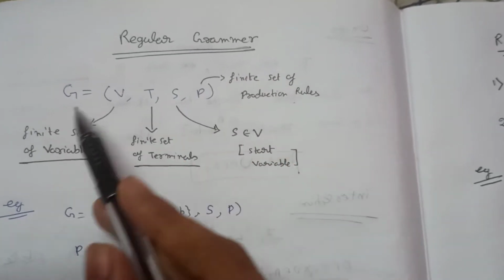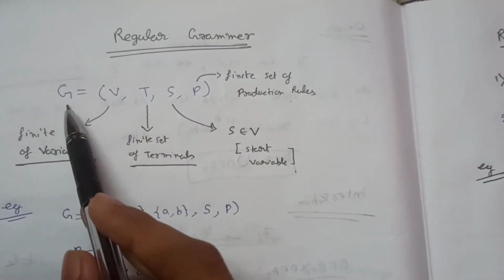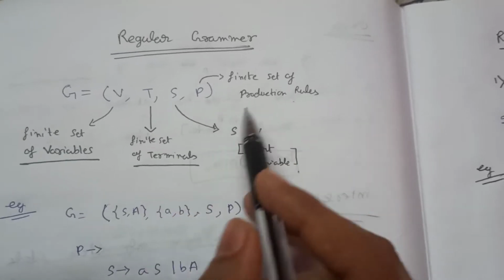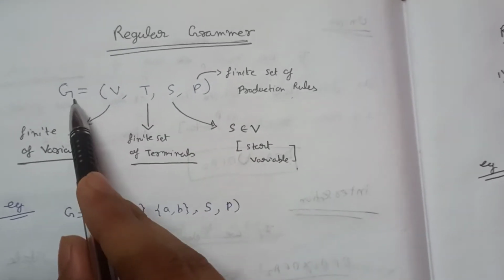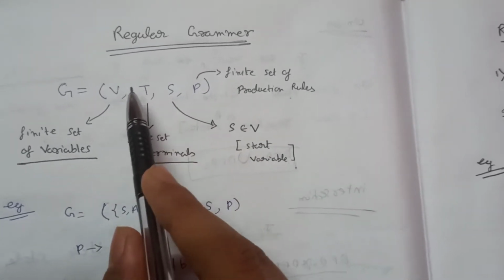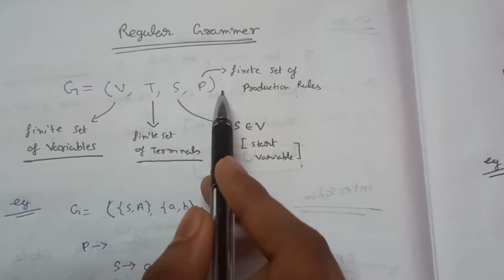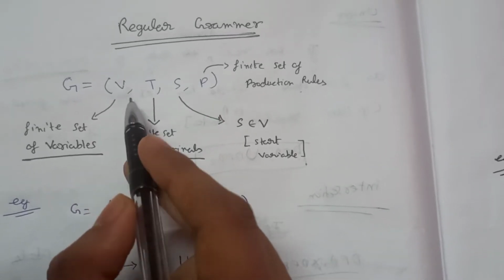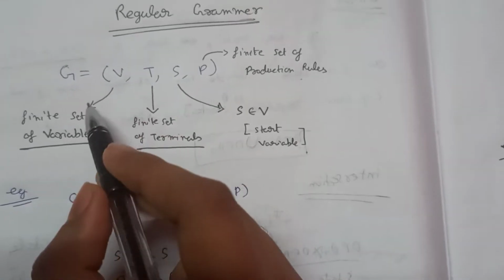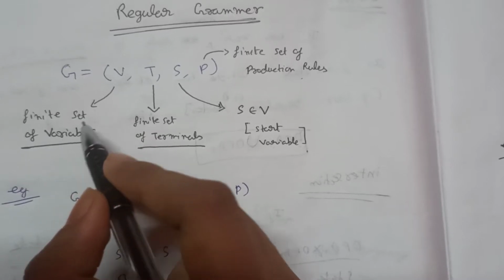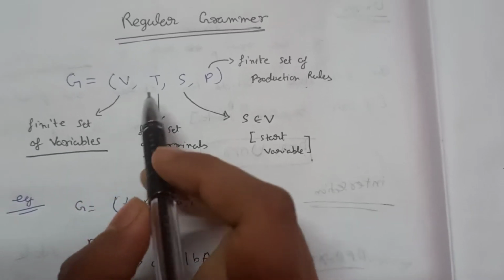A regular grammar, what is the formal definition? I will write it like a four member tuple. So this G is the grammar, and what are the members of it? V, T, S, P. V is a finite set of variables. So I think you already know what variables are in terms of coding. This is kind of a similar thing.